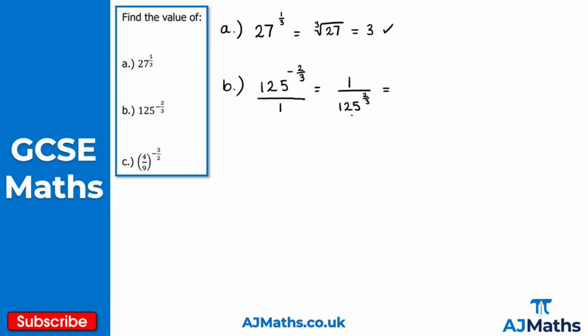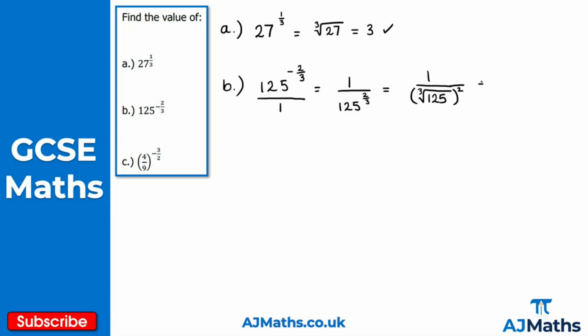So now just dealing with this fractional power here in the denominator, I've got 1 over. So for the 125 here, remember we checked the denominator to begin with. This tells us that we're taking the third root or the cube root of 125, and then we check the numerator here. Because this is 2, that tells us that we now square our result here.